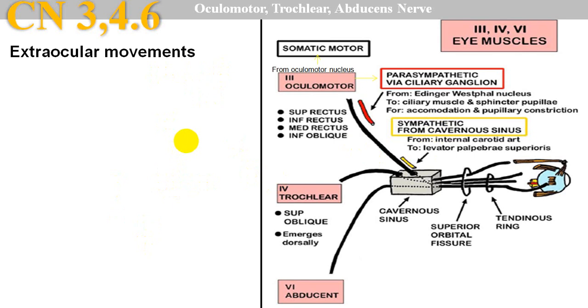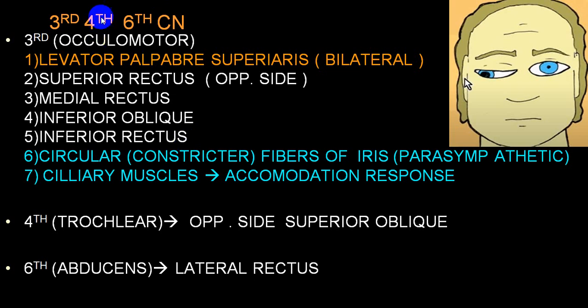Now here we are going to discuss these three cranial nerves: the oculomotor nerve, trochlear nerve, and abducens. The oculomotor nerve will be supplying the levator palpebrae superioris, and it is a bilateral innervation. So from the third cranial nerve, there will be fibers going to both sides.